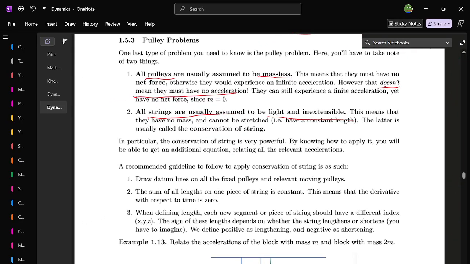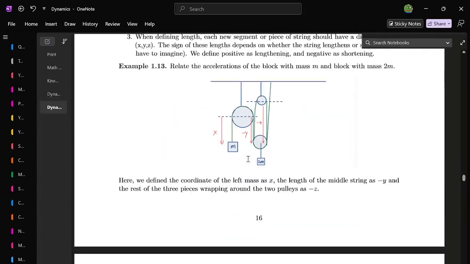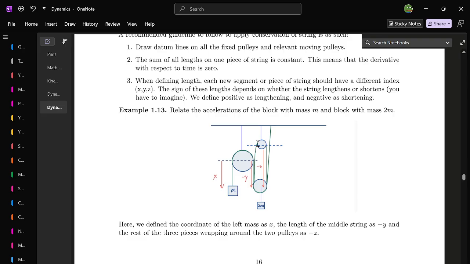So what exactly is this conservation of string that we're talking about? Let's look at example 1.13 to find out. So here we see two blocks and three pulleys, and we have this long string that's winding around all the pulleys. Like what I said earlier, the total length of the string is conserved. That's conservation of string. So what we're going to do is define some lengths here. So we have defined x, negative y, and negative z. Now, you might be asking, why are some lengths negative? This is just by convention. When we define a length, as we see in point 3 here, you have to imagine how the system moves. So we usually just define positive as lengthening and negative as shortening. It takes a bit of imagination, but you should try to imagine how the system moves.